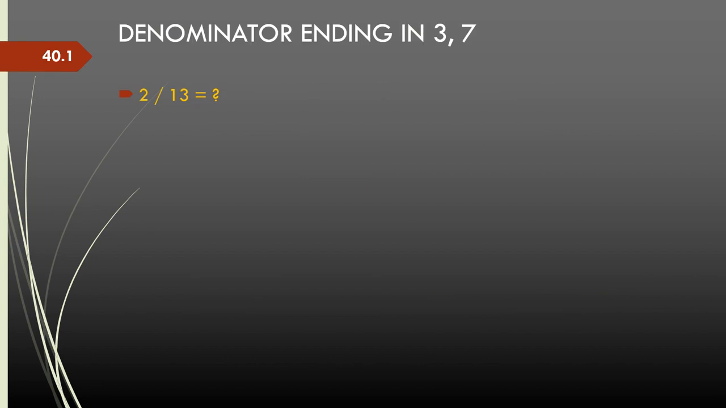So I know what to do when the denominator ends in 9. So this 2 by 13, I will first convert it into a fraction where the denominator ends in 9. And to do that, if I multiply the numerator and denominator by 3, it becomes 6 by 39. Now 6 by 39, I can evaluate with the same process which we saw in the last video, where the denominator was ending in 9.